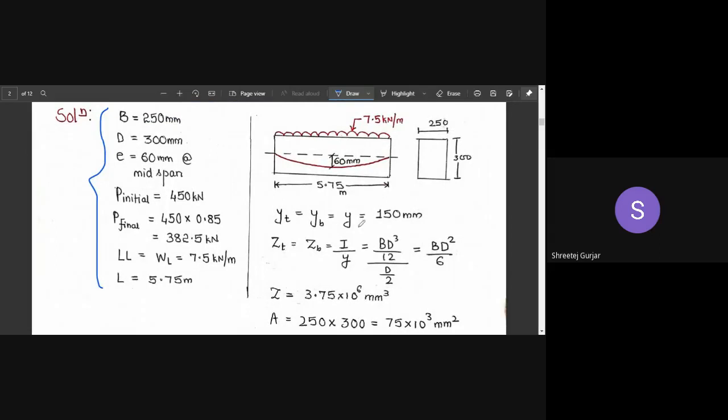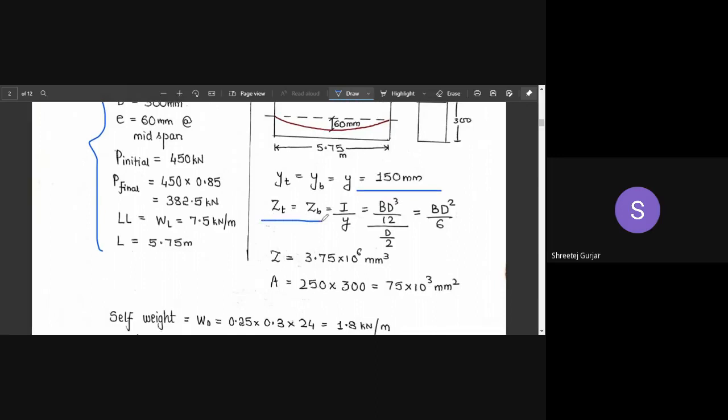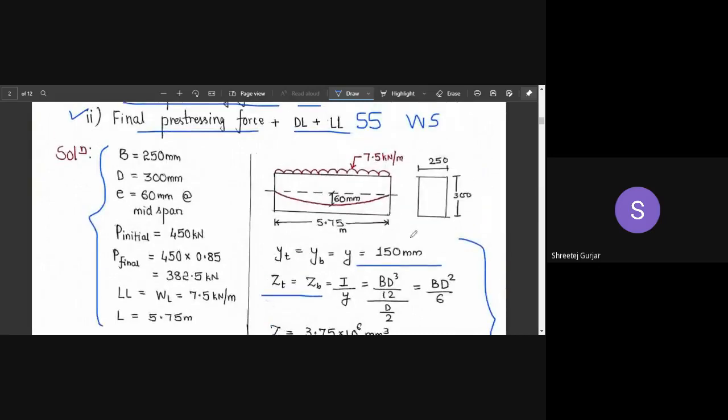YT is equal to YB is equal to Y, that is 150 mm. Total is 300, so YT you can calculate. Similarly, you can calculate the sectional modulus Z and the cross sectional area. This is very easy. You can calculate from the given values.